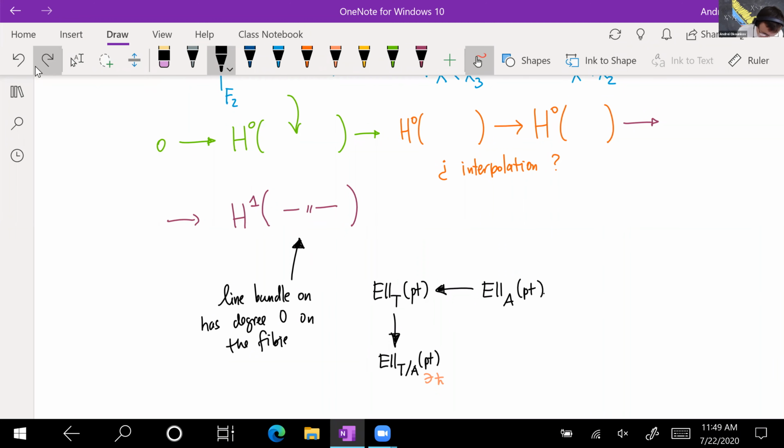Okay, three attempts to write the word fiber. Let's see if I can manage it. Fibers in this map. Okay.